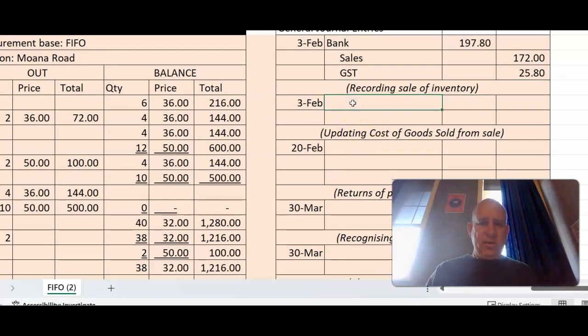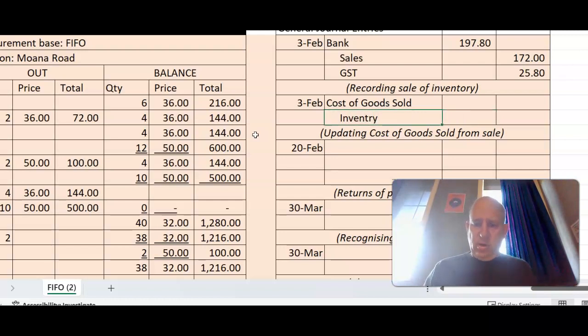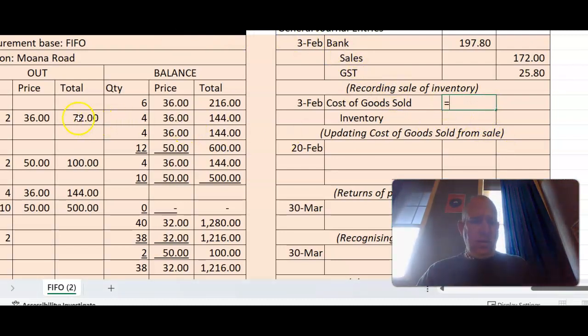And we've got to update the stock. So the stock's just going to be this figure here. So it goes to cost of goods sold, and inventory goes down. These entries you can find in the textbook on page 166 and 167. So the figure that goes in here is the figure from your stock card, the value of the inventory that's gone down.